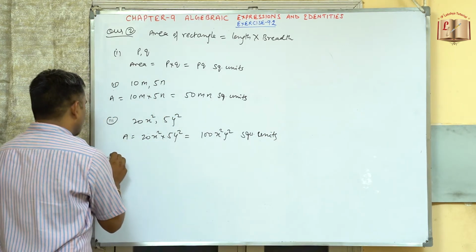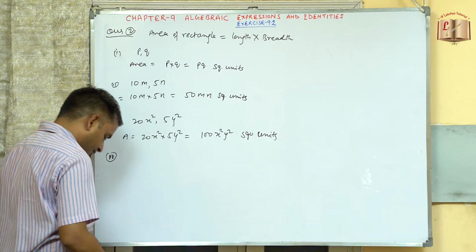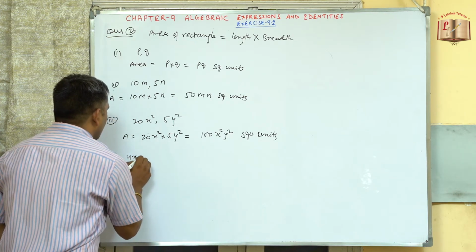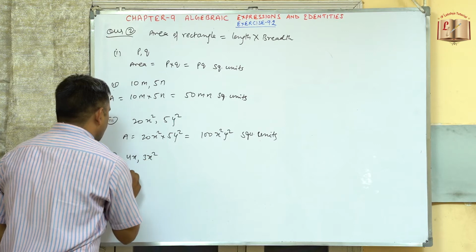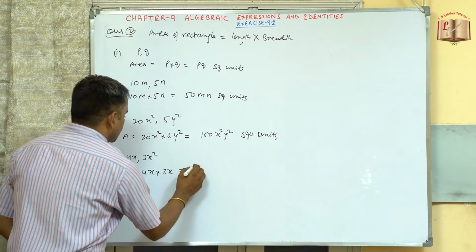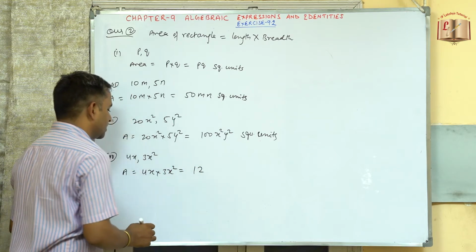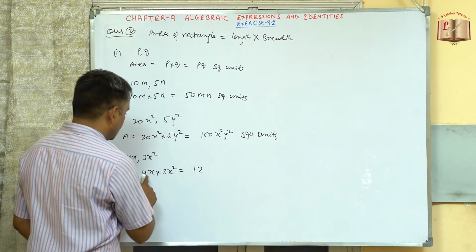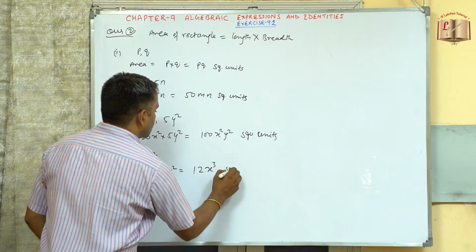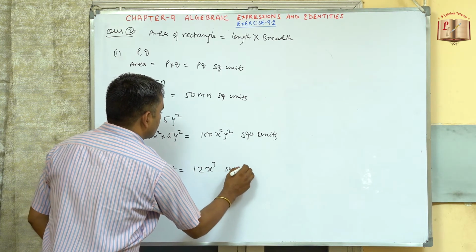Similarly, coming for the fourth part of this, it is now 4x and 3x square. So area will be 4x into 3x square. So this will be now 12 x cube square units.